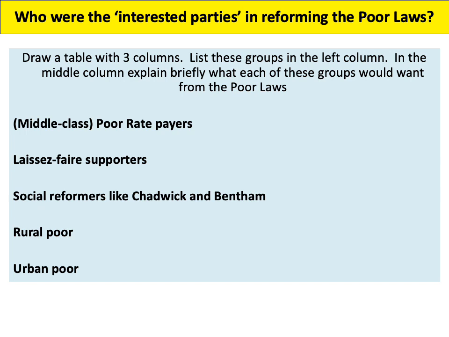So draw a table with 3 columns, list those 5 groups in the left-hand column. Make sure you leave plenty of space between each one. So you might want to take a whole A4 page for this. And then in the middle column, you explain briefly what each of these groups would want from the poor laws. So I would suggest you pause the PowerPoint here, draw out your table, plot in your 5 different groups, and then for each of those groups, what do you think, from what you've learned so far, would be their main aim with regard to a new poor law? What would they want to achieve if the poor law was being amended?